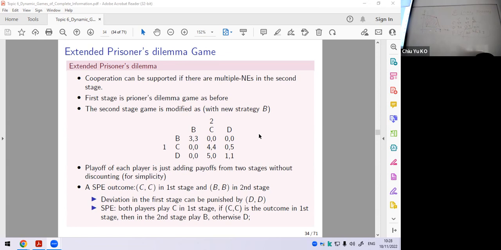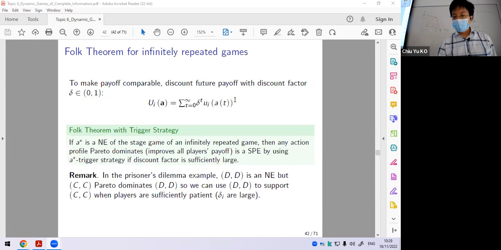The idea is if they deviate, I go to 1, 1. And if you're patient enough, then this will be supported. So it's easy to check how you can support it. The proof is very elementary. To support this outcome, you have this payoff more than 1, 1 forever. And 1, 1, because it's a Nash equilibrium, can be sustained by itself. So that is why this is called the Folk theorem: everyone knows it and no one actually proved it.